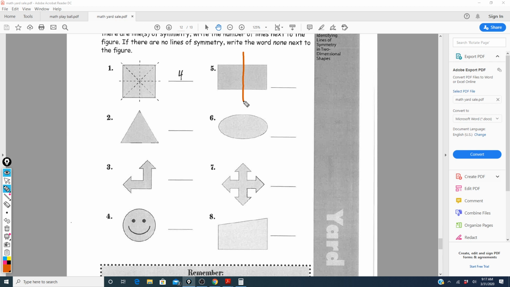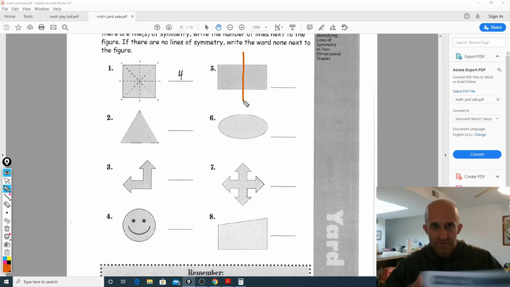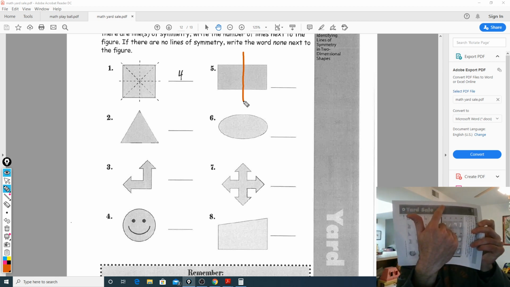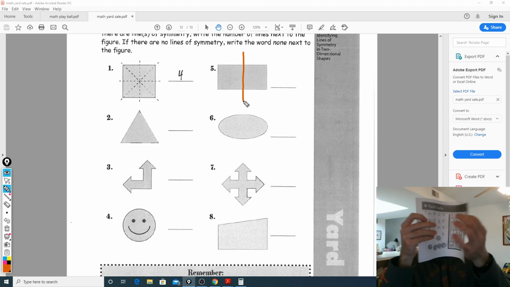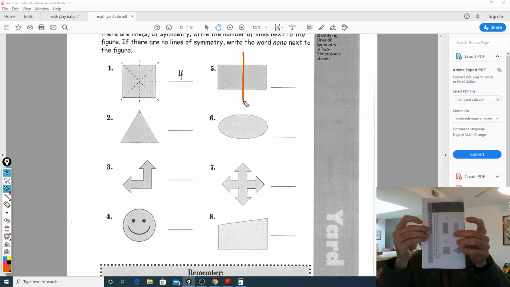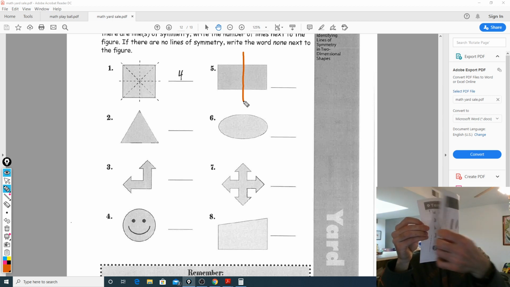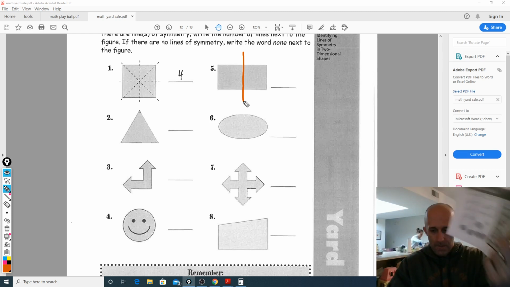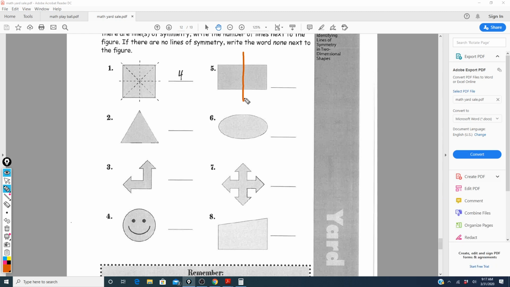So again, lines of symmetry. Starting with number 5, a line of symmetry would be something right in the middle, because then I could fold it so it would nicely fold perfectly to cover the other side. That's a line of symmetry. One line of symmetry would be like I drew here.